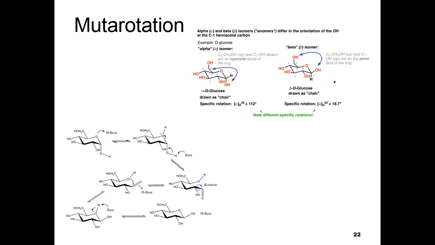The next important reaction is mutarotation. In mutarotation, there are two major anomeric forms of glucose. One is alpha D-glucose and the second one is beta D-glucose. These two anomeric forms can be interconverted into one another. For example, the specific rotation of alpha D-glucose is 112 degrees, and the specific rotation of beta D-glucose is 18.7 degrees.